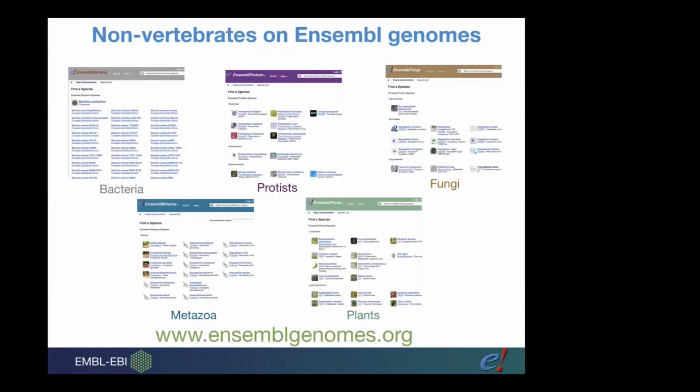And as I mentioned previously, we also have Ensembl Genomes, which is a site that is dedicated to non-vertebrates. And this is split by taxa. So you can find Ensembl Bacteria, Protists, Fungi, Metazoa, and Plants within Ensembl Genomes. And all of these sites basically follow the exact same logic as the main Ensembl site. They're just color-coded depending on the taxa.